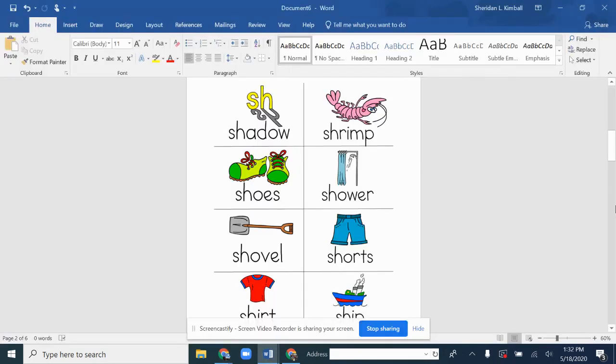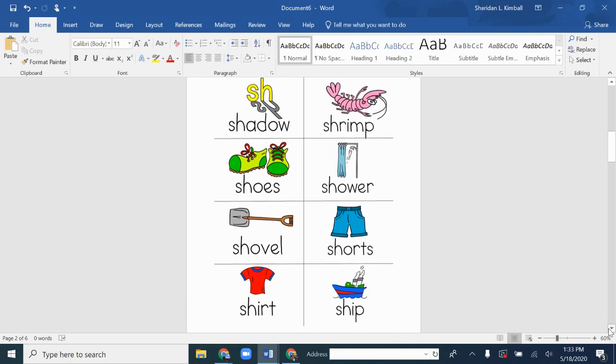Let's look at our helper charts. I'm going to read some words, but it is your job to pause the video so that you can copy the picture and the word if that's what you choose. Remember, you can look around your house instead of using these choices. Shadow, shrimp, shoes, shower, shovel, shorts, shirt, ship.